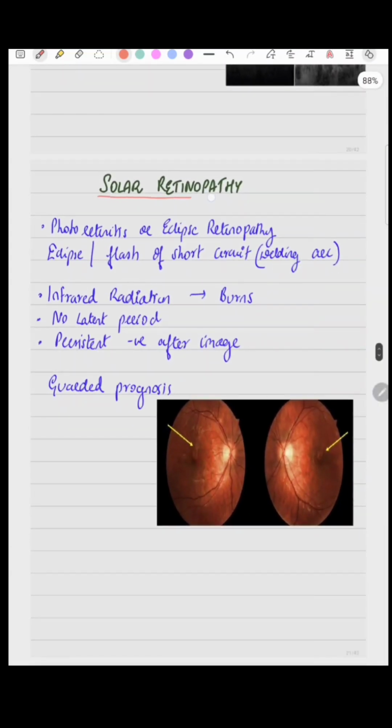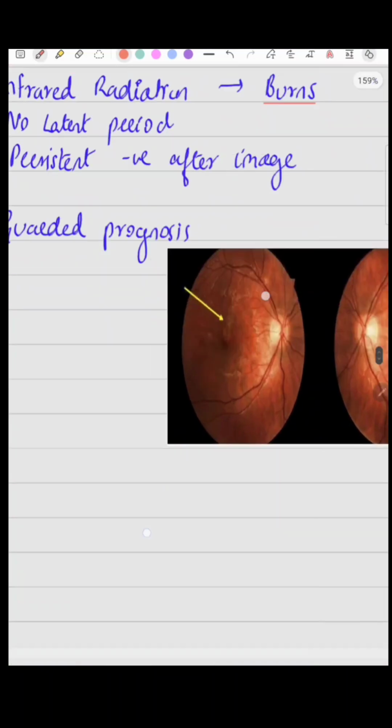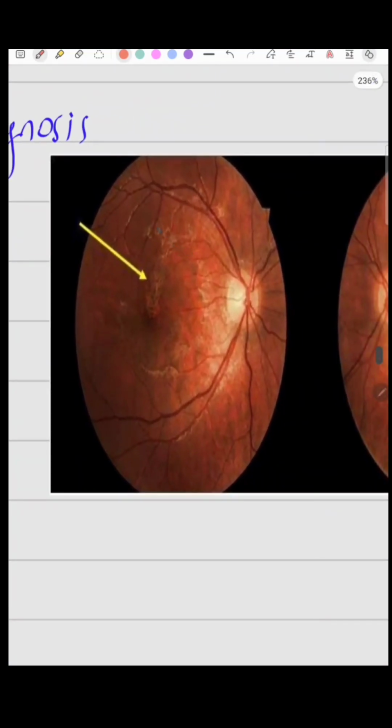Next is solar retinopathy. It is also known as photoretinitis or eclipse retinopathy. It occurs after watching the sun during an eclipse without protection, or watching bright sunlight, or exposure to the bright flash of a short circuit, that is a welding arc. The infrared radiations are absorbed by the pigment epithelium of the retina. It will result in paramacular burns. Here you can see these burns.